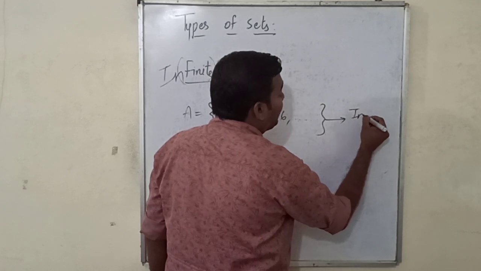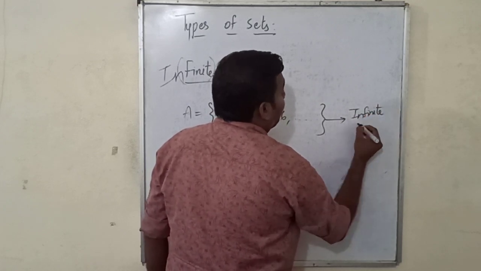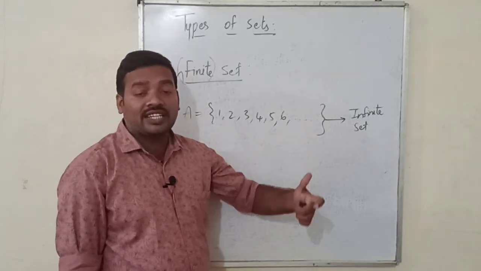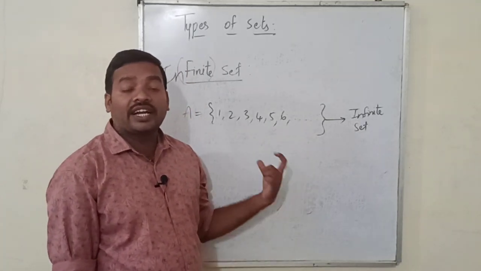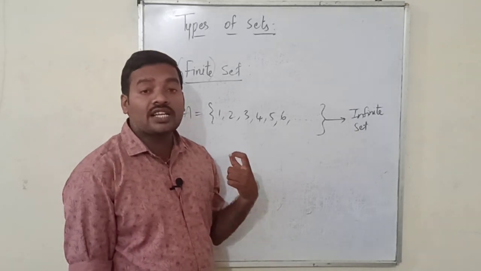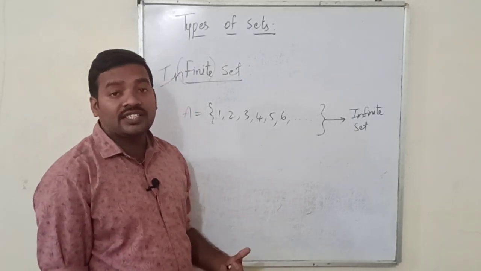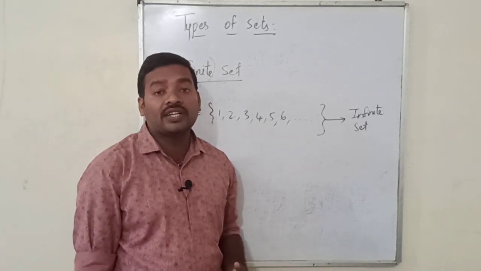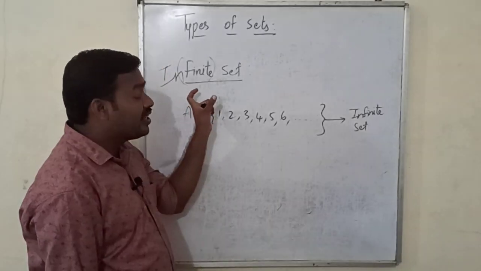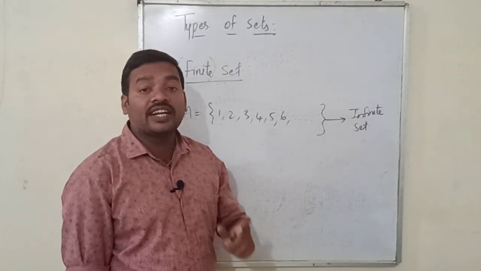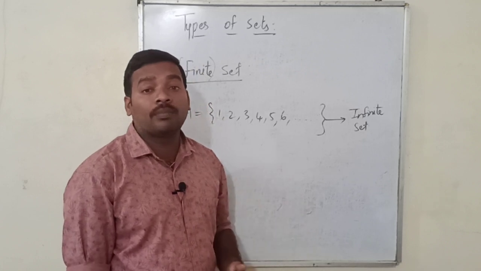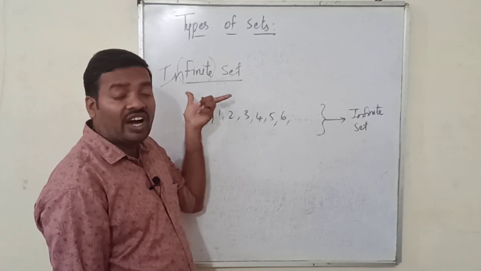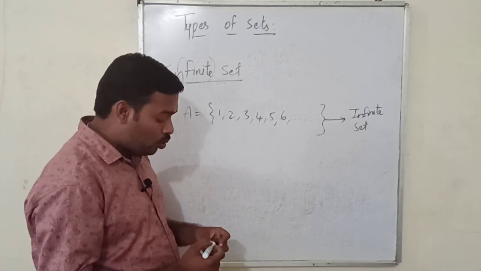First one is empty set, in which there is no element. Second set is singleton set. The set which has only one element is known as singleton set. Third set is finite set. The set which contains countable number of elements is finite set. Fourth one is infinite set. The set in which we can't count the number of elements is known as infinite set.